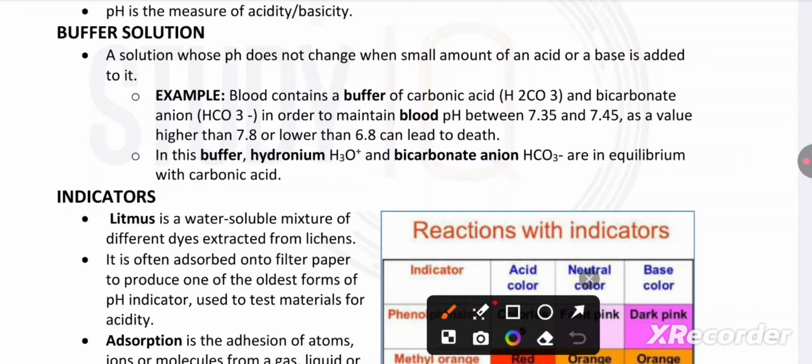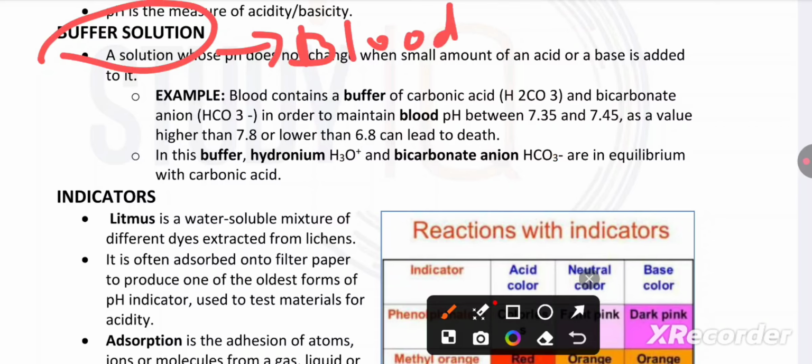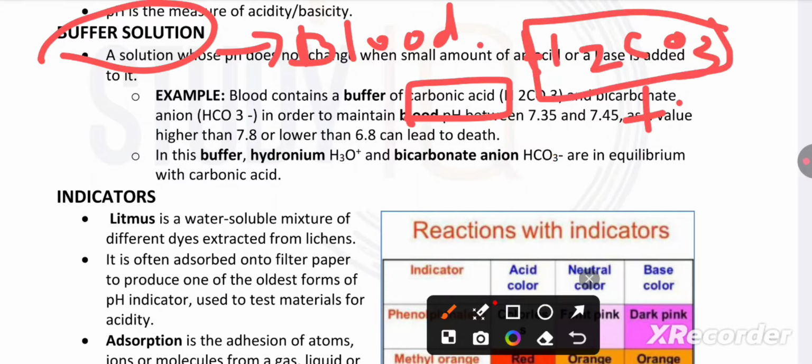Okay, buffer solution. We all heard about buffer solution, but we have little bit of concept, not clarity about the concept. Now I can explain very easily. An example of a buffer solution is our blood. Our blood contains carbonic acid, H2CO3, and bicarbonate, HCO3 minus. First I will explain the buffer.